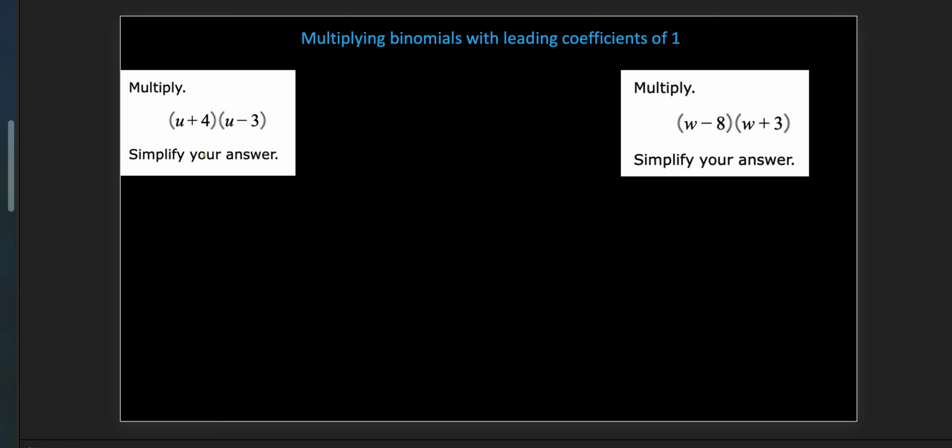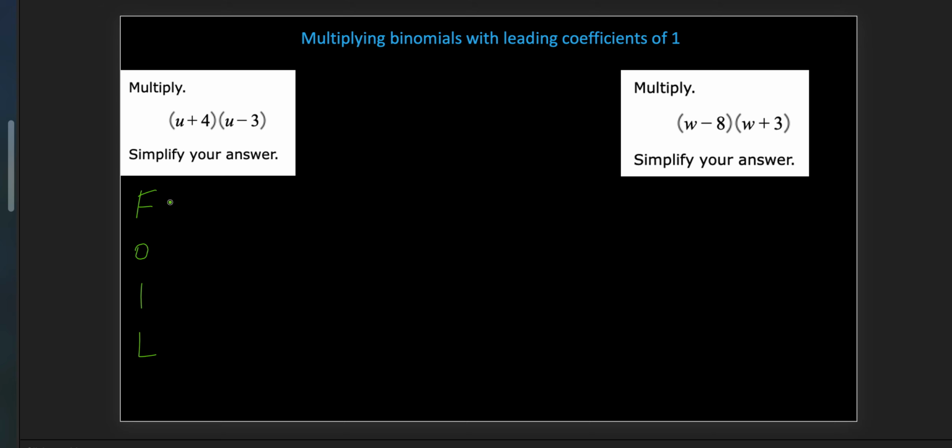If you remember foiling or using FOIL, F-O-I-L, I'll show you how that works because that helps organize your distributive property. So what we're basically doing is using the distributive property again, where we multiply 4 times each term in the parentheses next to it, and also the u times each term in the parentheses next to it. But again, FOIL organizes your distributive property. It helps you to stay organized.